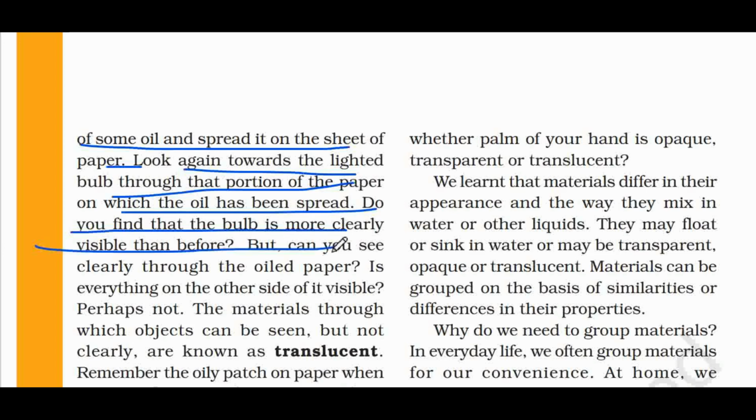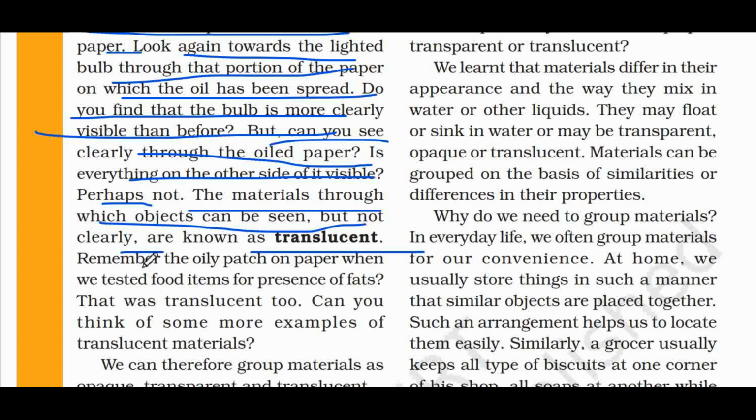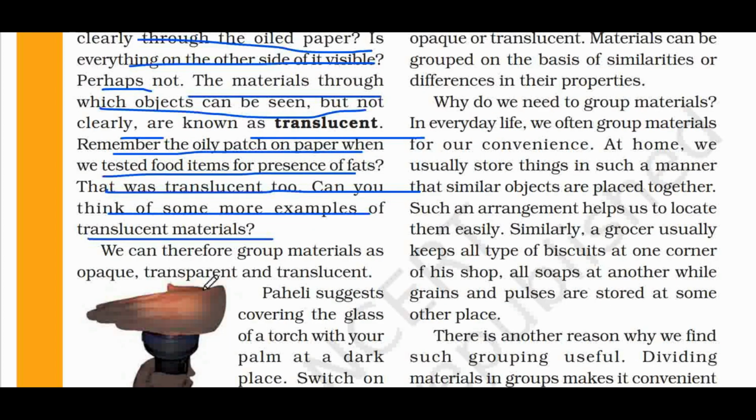But can you see clearly through the oiled paper? Is everything on the other side of it visible? Perhaps not. The materials through which objects can be seen, but not clearly, are known as translucent. Remember the oily patch on paper when we tested food items for presence of fats? That was translucent too. Can you think of some more examples of translucent materials? We can therefore group materials as opaque, transparent, and translucent.